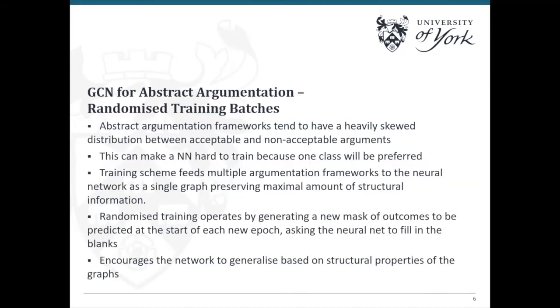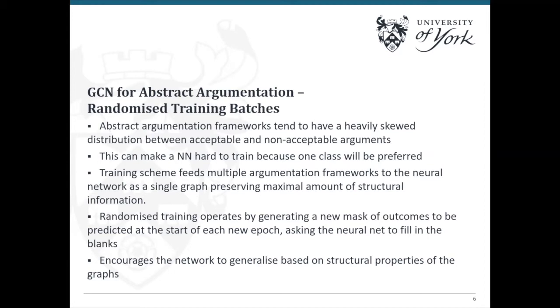In addition to that, we have made a number of changes to the way that we train this type of network. We've introduced a randomized training scheme where we feed a set of argumentation graphs at the same time to the neural network. And then we generate a randomized training mask asking it to predict the acceptability status of a certain subset of the arguments across all of these graphs, chosen at random.